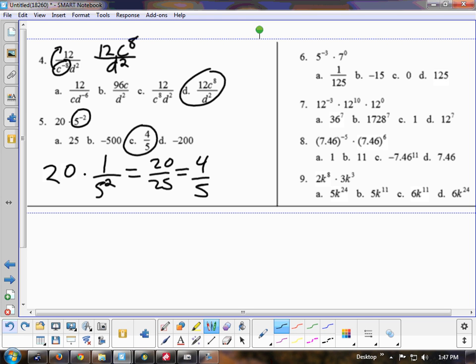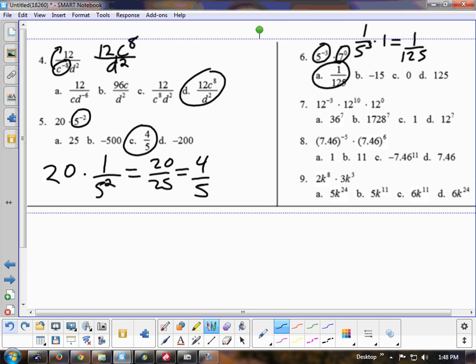Number 6. If you look at number 6, we have 5 to the negative 3 power, so that's 1 over 5 cubed, times 7 to the 0 is 1, so it's just times 1. So then that's going to be 5 cubed, which is 5 times 5 times 5, which is 1 over 125, which is letter A.